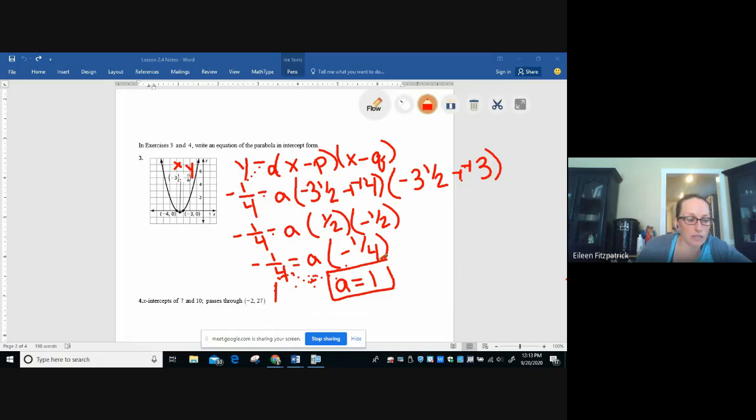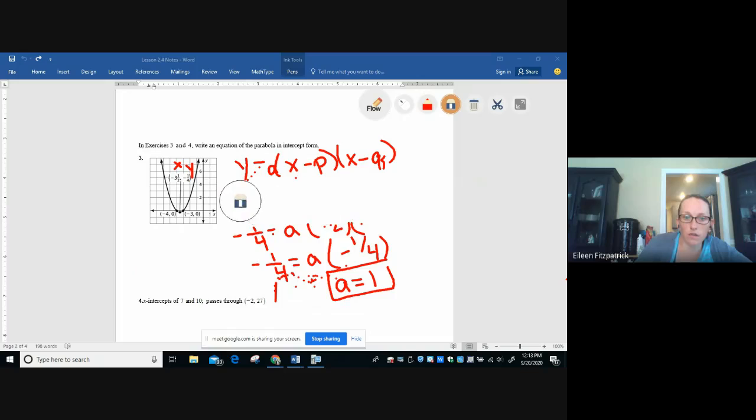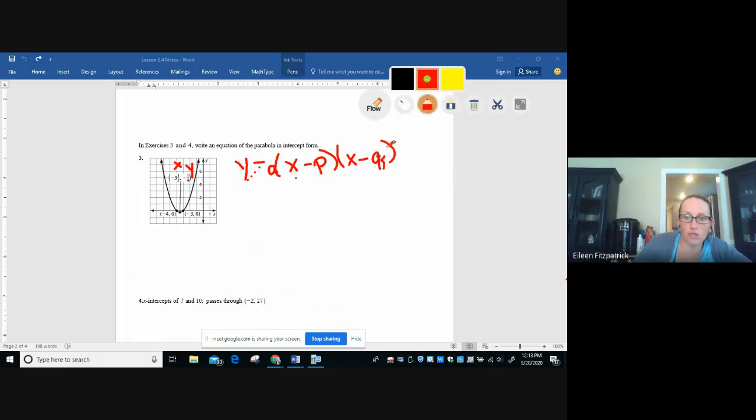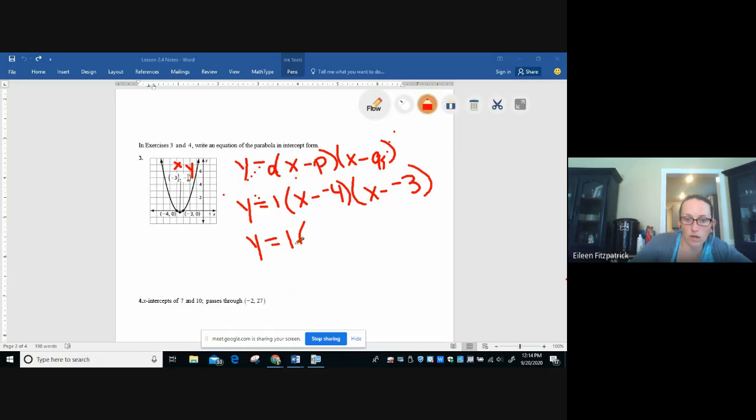Okay. Once you know that A is equal to +1, you can write your equation. Let me erase all this. Then you just substitute in A, P, and Q. So the equation becomes Y is equal to 1 times (X minus -4)(X minus -3), but clean it up. Y is equal to 1(X plus 4)(X plus 3).